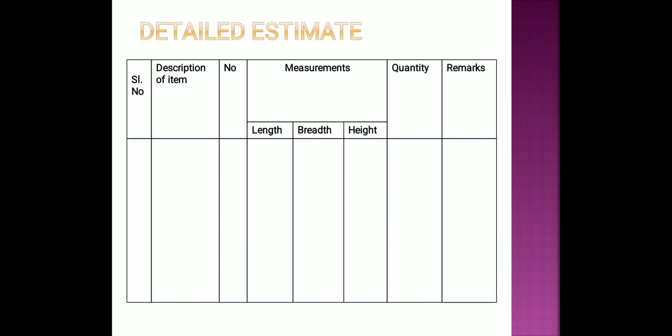So let us see what is a detailed estimate. A detailed estimate describes all the bill of quantities of items, that is the description of each item with respect to its number, and the measurements of these items in terms of length, breadth, height or depth will be determined in terms of quantities of how much it is.